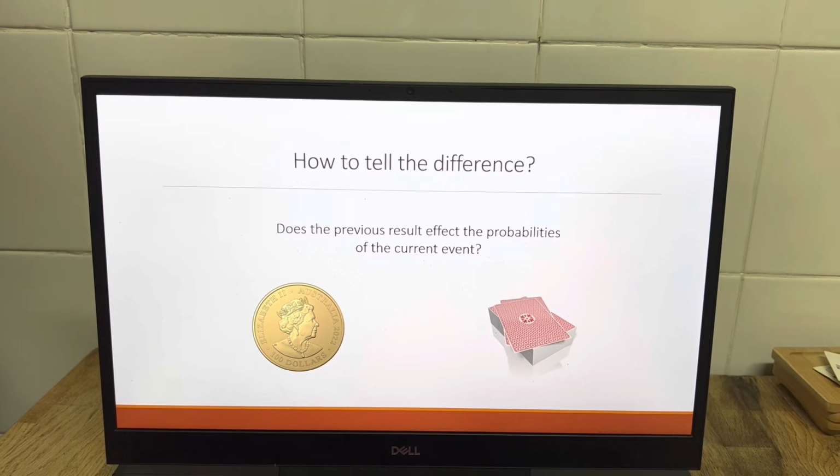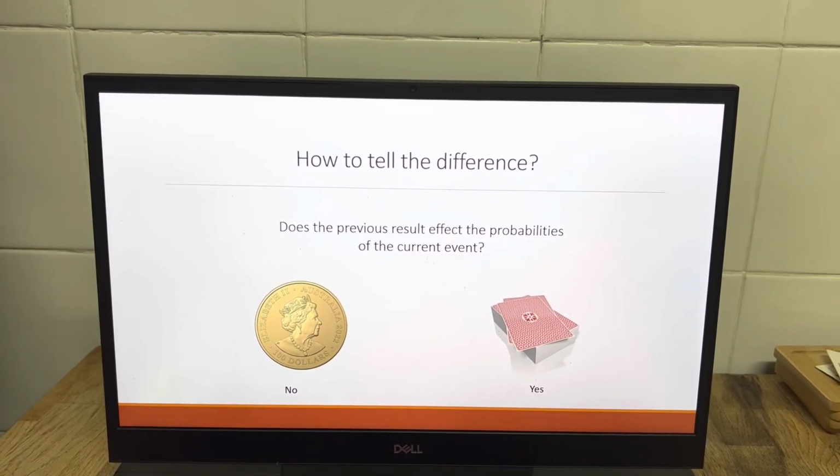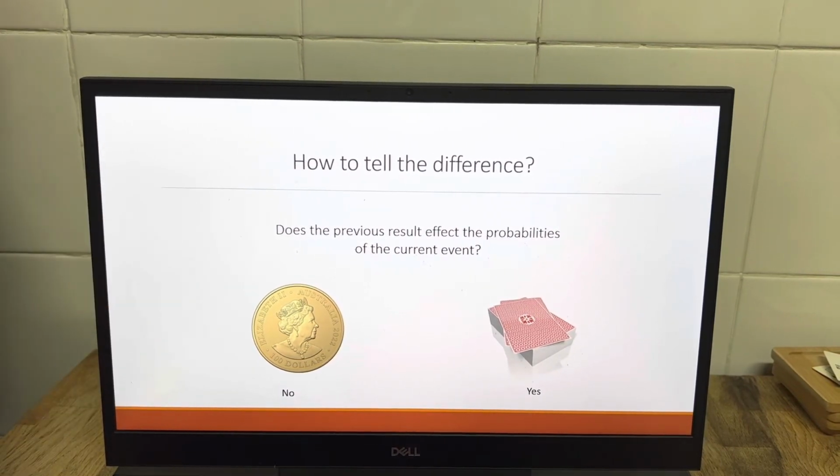All right, so we found that the previous results did not affect the current event when it came to coin flipping because that is an independent event, but with the card drawing it did, being a dependent event.